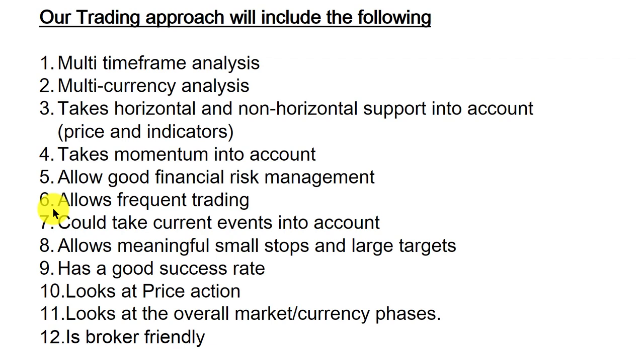You need a system that allows meaningful small stops and large targets. Now, most systems that are out there are lagging systems, which means the trend has already started a long time ago. You're joining it possibly halfway into the trend. So your potential is so small. So we identified that, and that's why support and resistance is important.